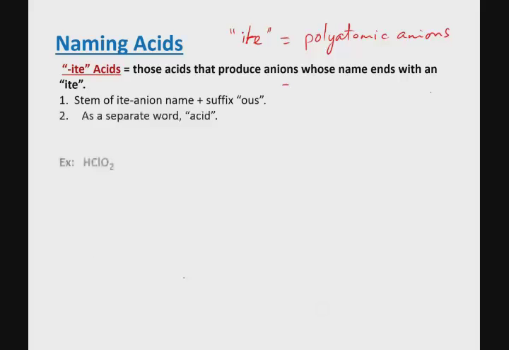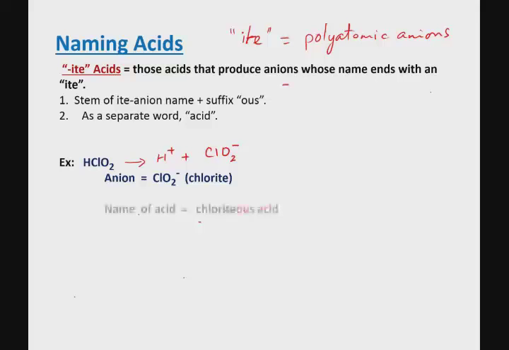For example, HClO2, this is an acid because it's a molecular compound and has an H as the first listed element. When this ionizes in water, it will produce H plus and ClO2 minus. ClO2 minus is an anion called chlorite. Notice the -ite in the name of the anion. So to name HClO2 that makes chlorite, we replace the -ite with -ous and add the word acid. Please note once again that there is no hydro prefix in this case.